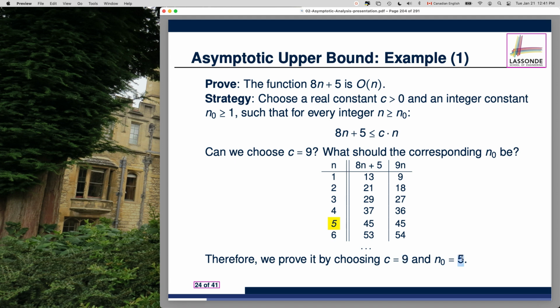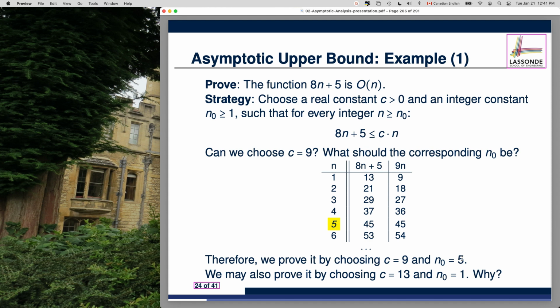All right, so now let's talk about the strategy. There is another way which I want to show to you. Somehow we can choose 13 and also 1. So why? Here is an exercise for you. Take a look at this particular combination of C and n0 and try to see if the upper bound effect can be happening right away. That will be your exercise.